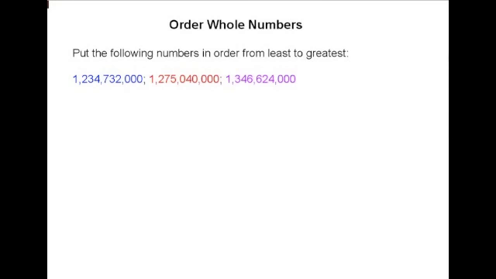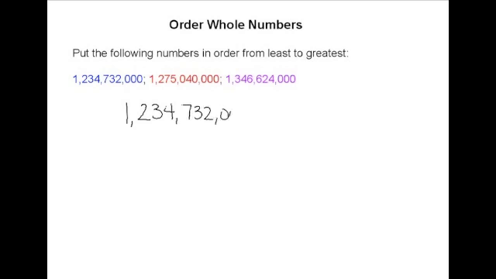But what if we have more than two and we need to put them in order from least to greatest or greatest to least? One way to do that is first we're going to start by rewriting all three of these numbers so that each digit lines up with the digit in the same place value. So my first number, 1,234,732,000.